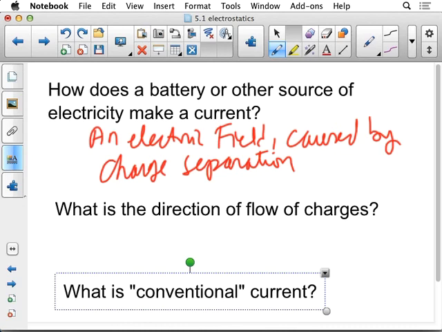And the direction in a circuit of the flow, or in a wire or any conductor, the direction of the flow of charges, well, what direction is it? How can you describe that direction based on what you know about electricity? Mentioned it earlier. Well, the direction depends on what kind of charge it is, right? Okay? Yeah.